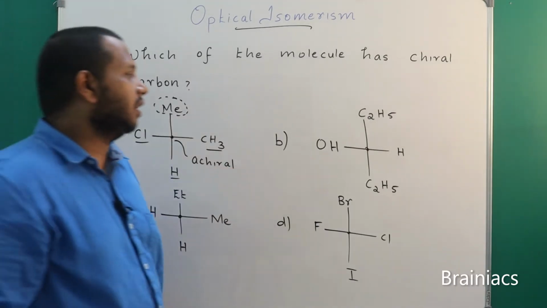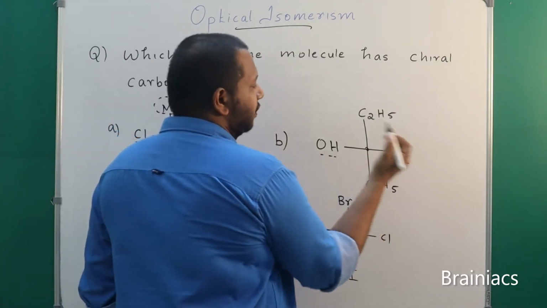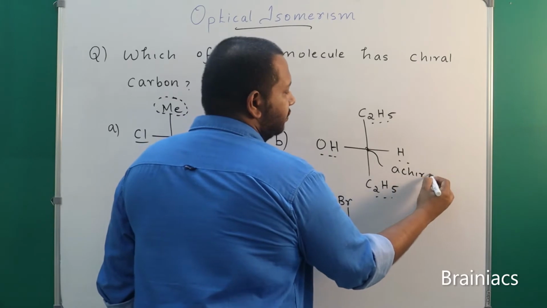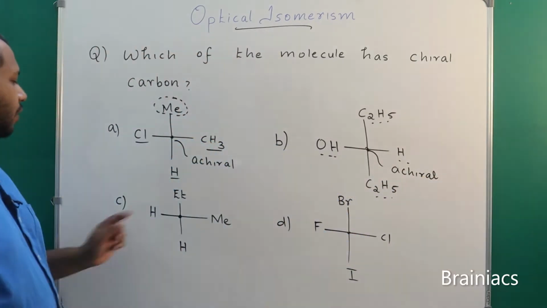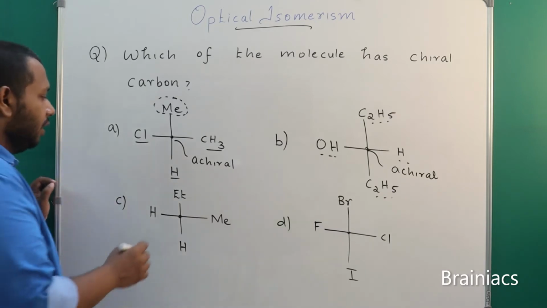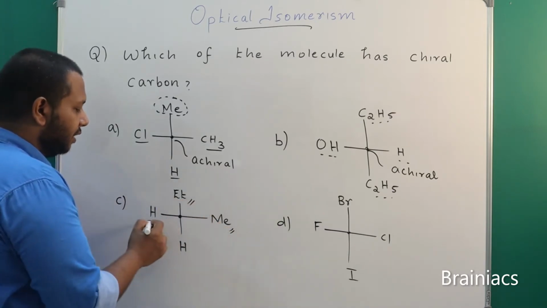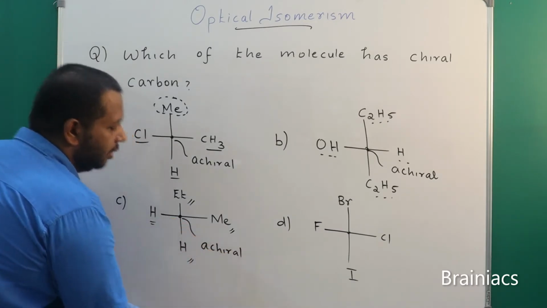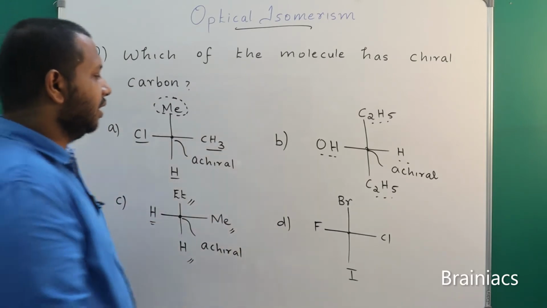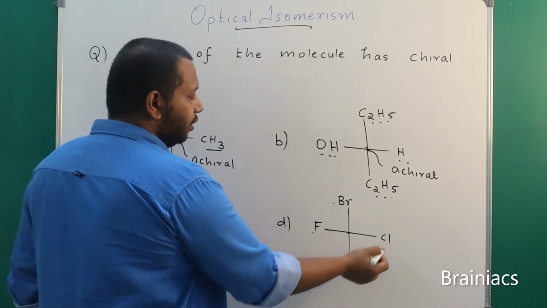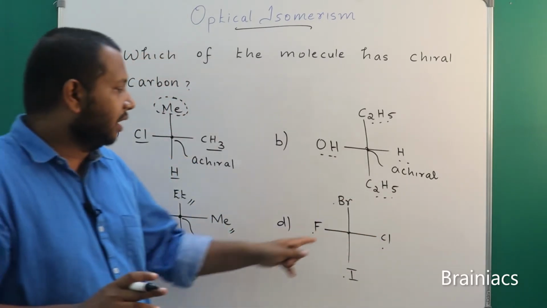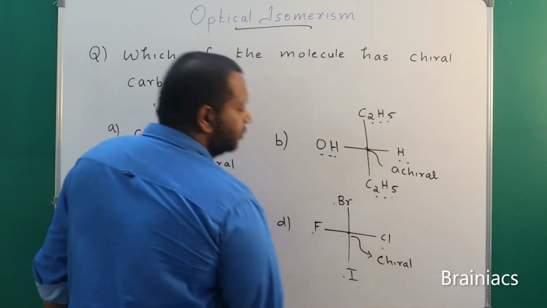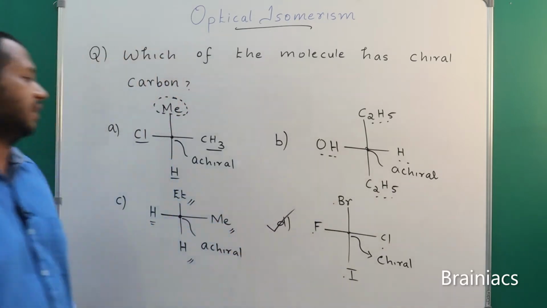Now if you look here, OH is present, H is present, but here C2H5 and here also C2H5. So this is also not chiral, correct? Now option C. In option C, you see ethyl and methyl here, but here both are hydrogen atoms. So this is also not chiral in nature. Now let us look at option D. In option D, we can see bromine, fluorine, iodine, chlorine. All 4 valencies are different, so this is a chiral carbon. So the answer is option D.